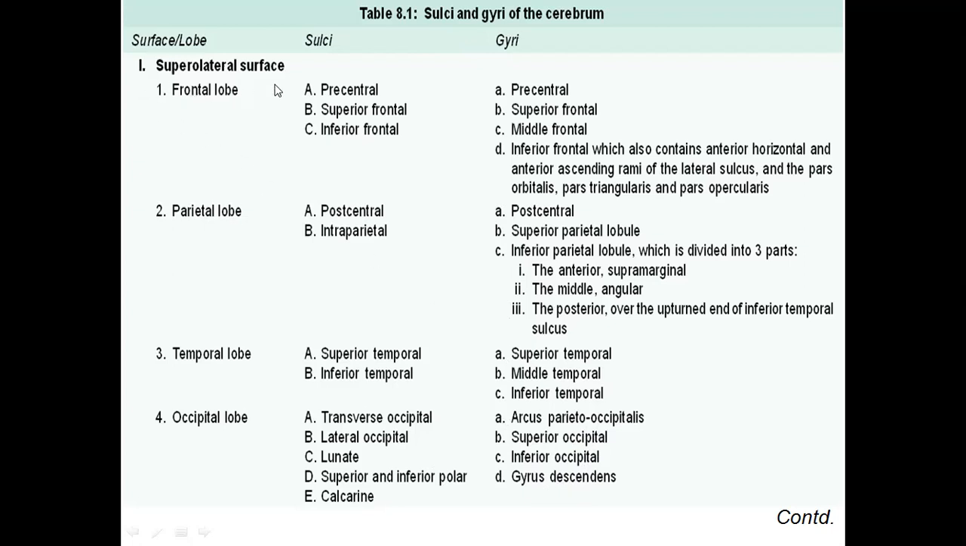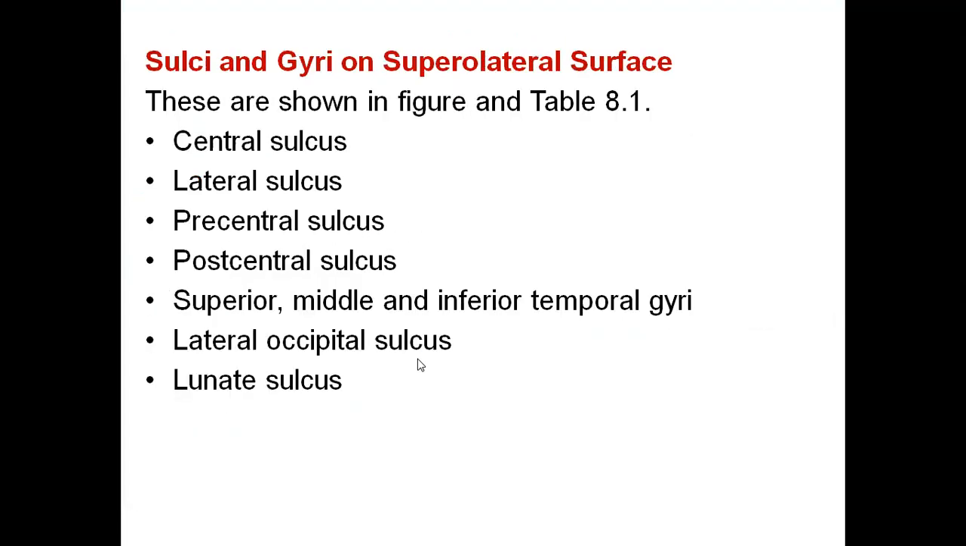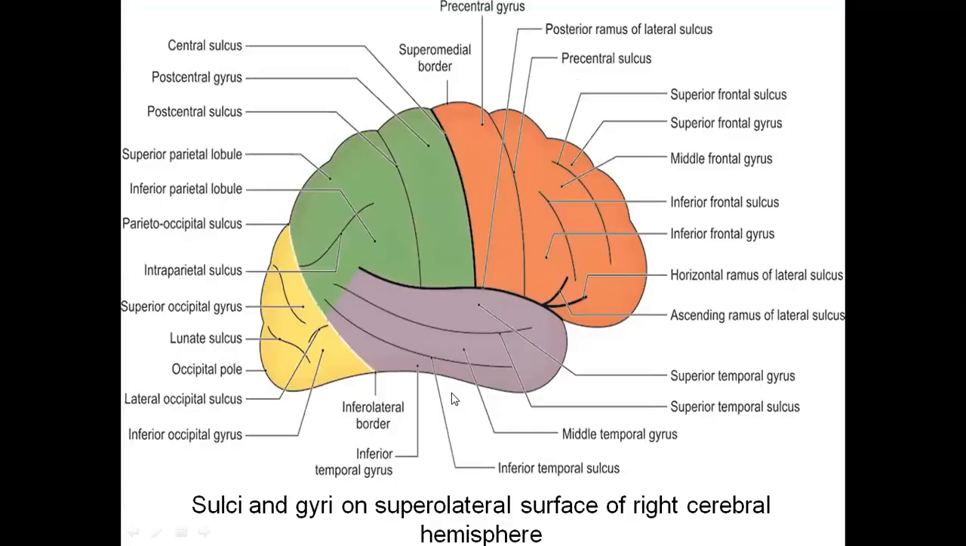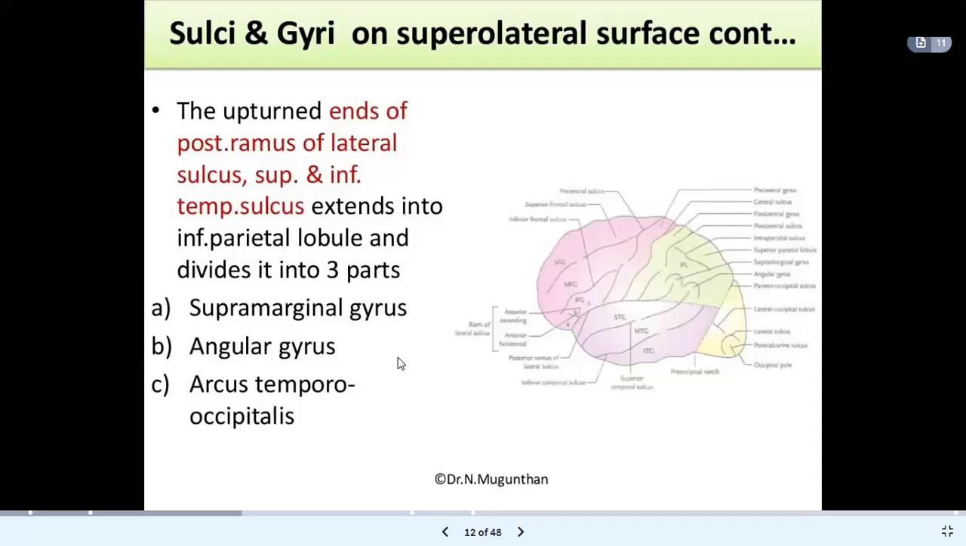So superolateral surface of the cerebrum is a usual essay question. Suppose if this essay question comes, you can just give this table by drawing a well-labeled picture like this. This picture is showing us all sulci and gyri. Okay. In this slide, you can actually see simultaneously the points and also the picture, which makes your learning easy.